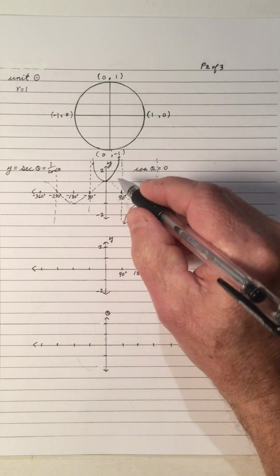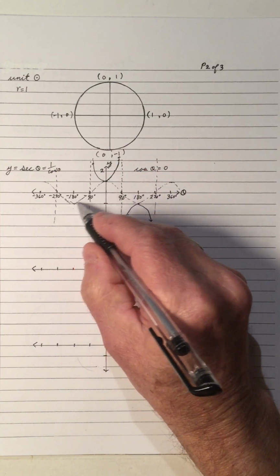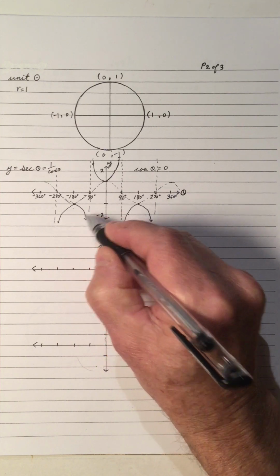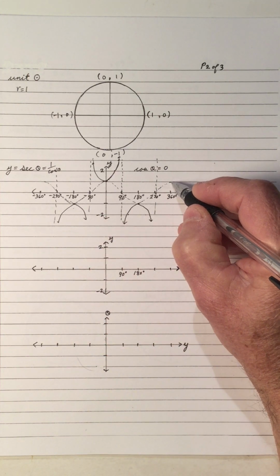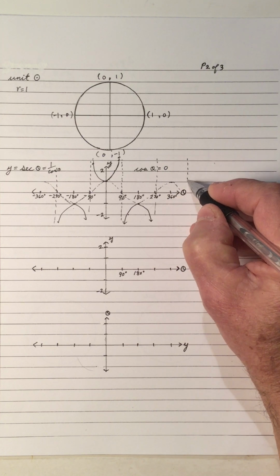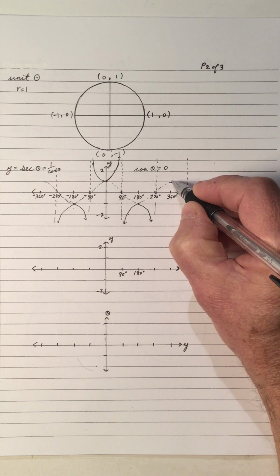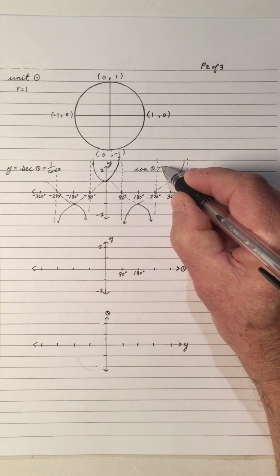And this continues on. So when we go over here it is negative, so it goes down like this. And again over here, we would have a vertical asymptote at 450. So there's the secant graph.